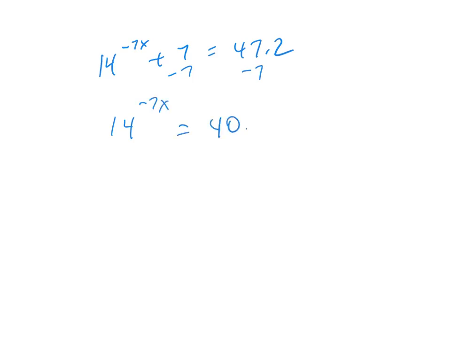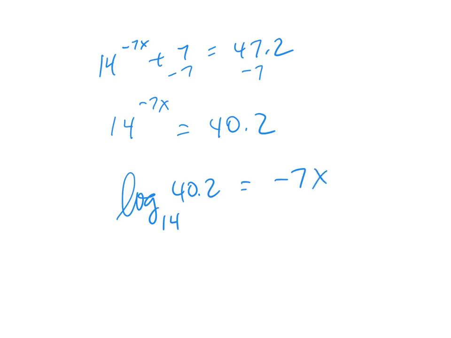The next one is 14 to the negative 7x plus 7 equals 47.2. We're going to subtract 7 from both sides to get that 7 away. And we have 14 to the negative 7x equals 40.2. So now you're going to do log base 14 of 40.2 equals negative 7x.